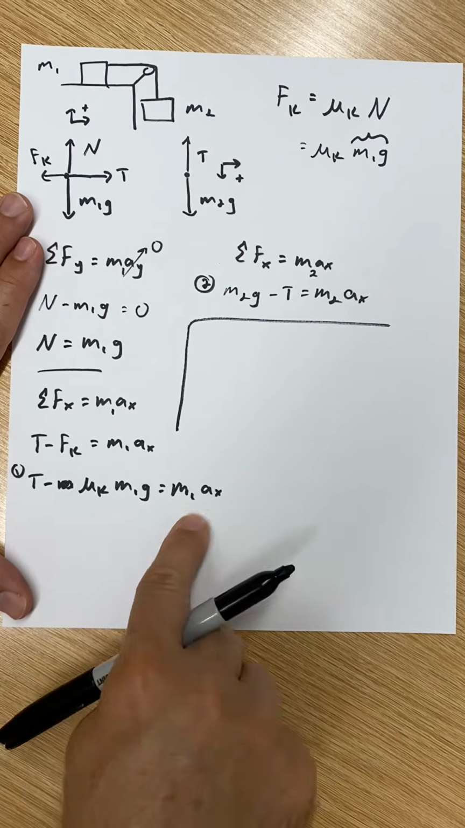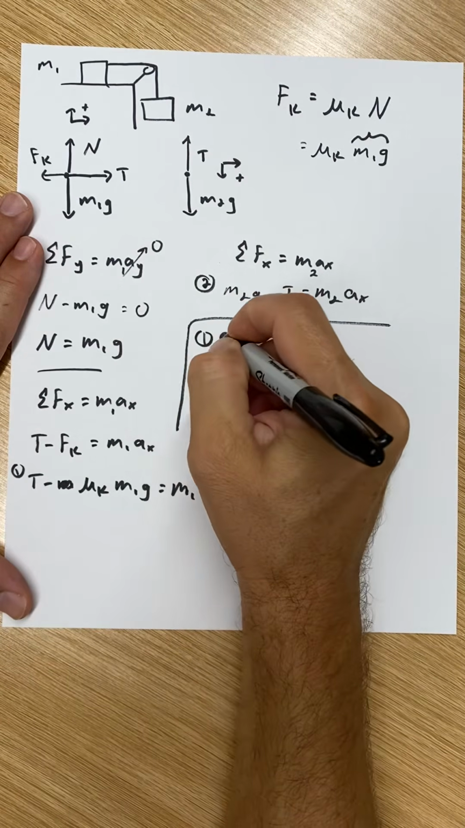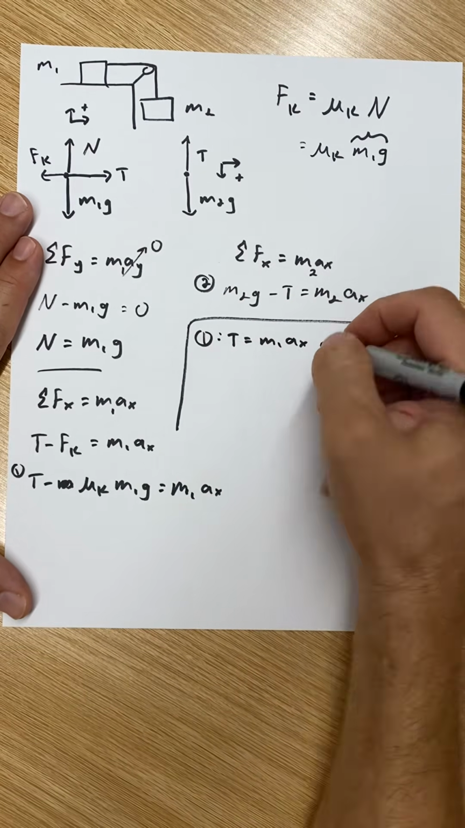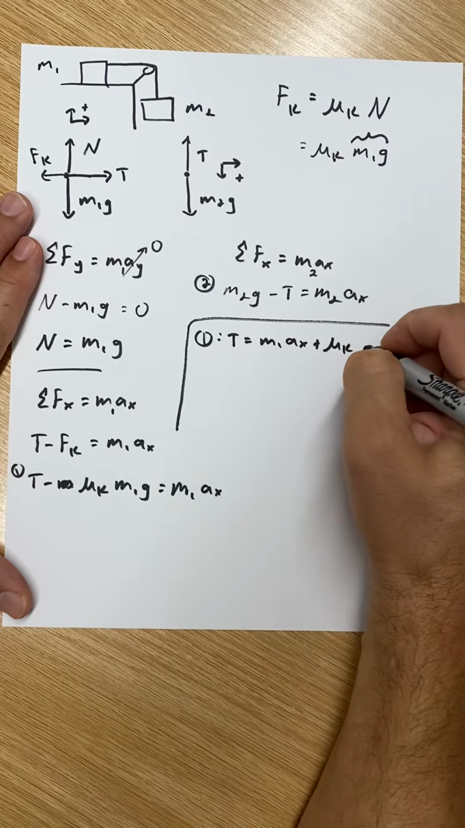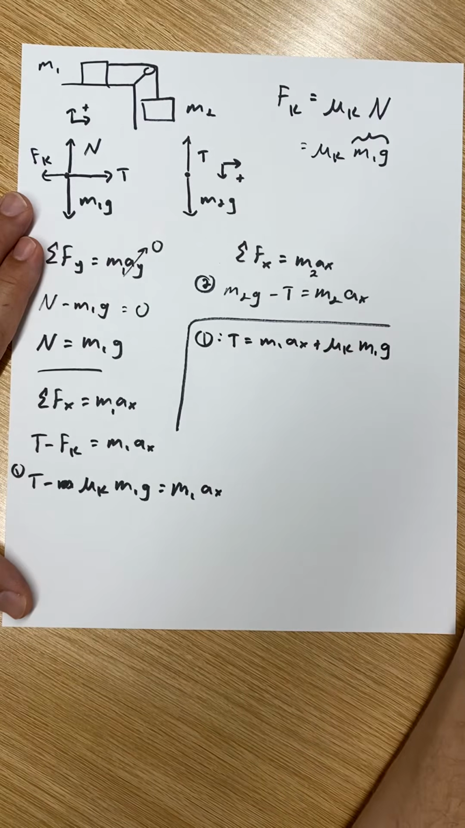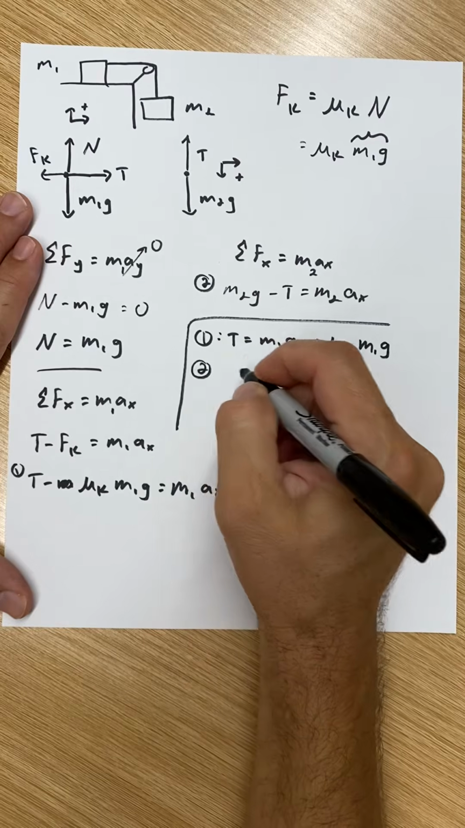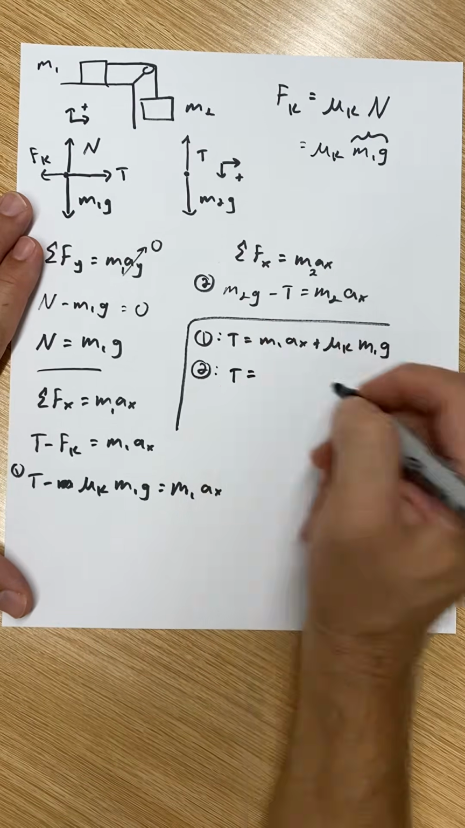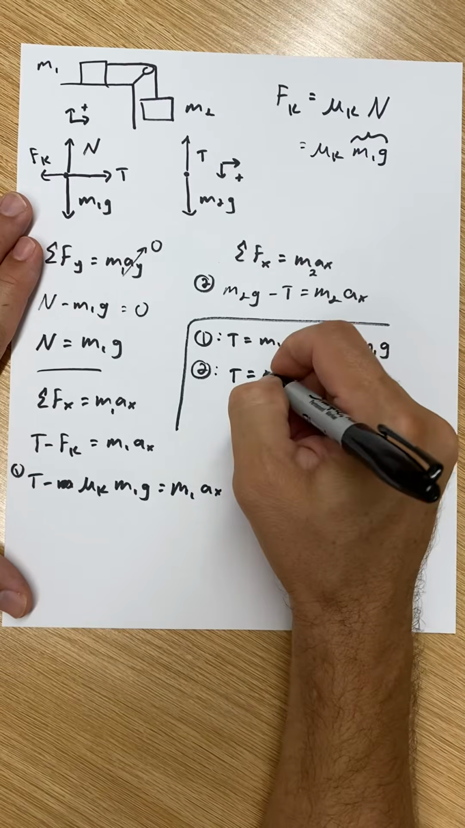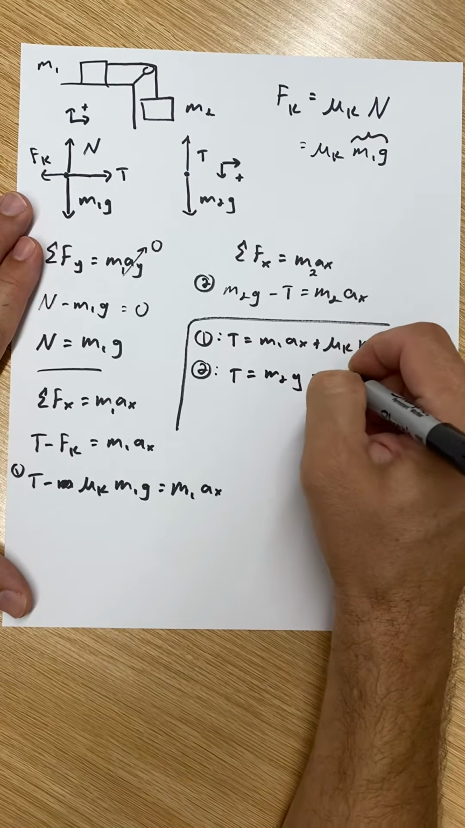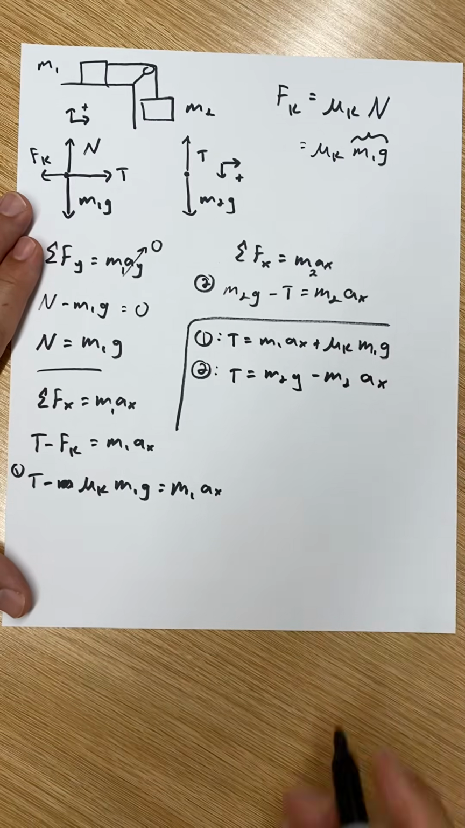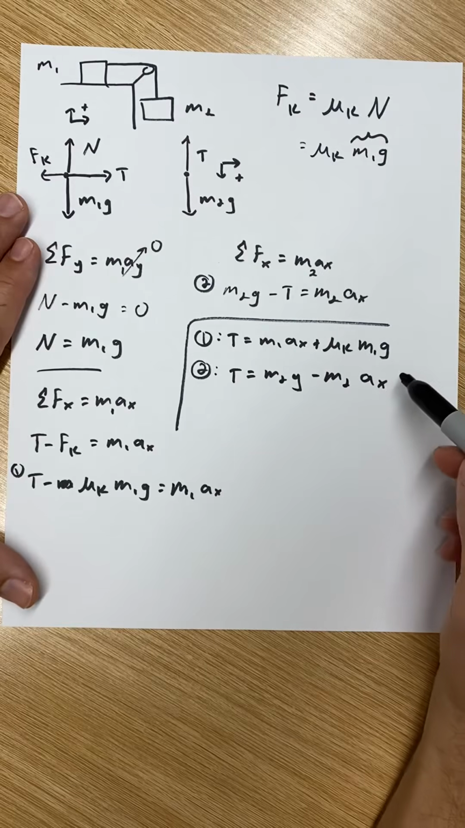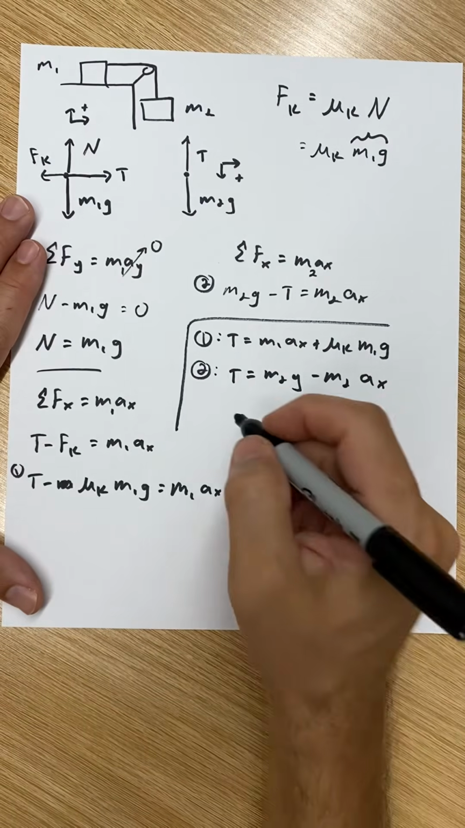I'm just going to move the friction term to the other side. Equation 1 gets me tension is equal to m1ax plus mu k m1g. Equation 2, if I rearrange this for tension, gives tension is equal to m2g minus m2ax. I'm going to invoke the transitive property and set the right-hand sides of these equal to each other since they're both equal to the same tension.